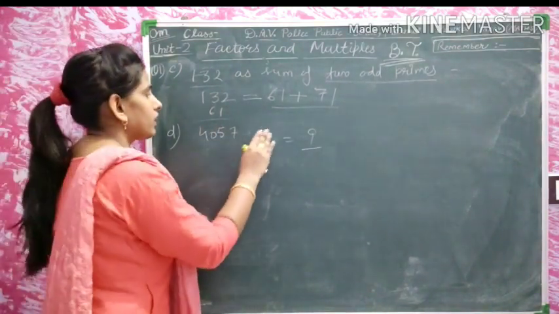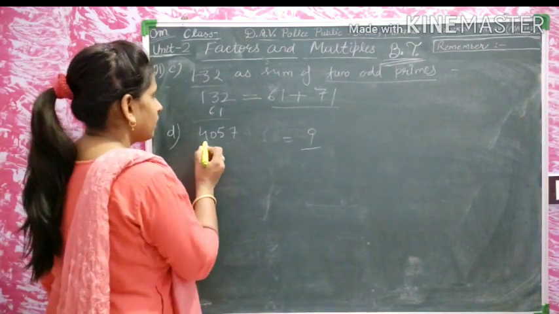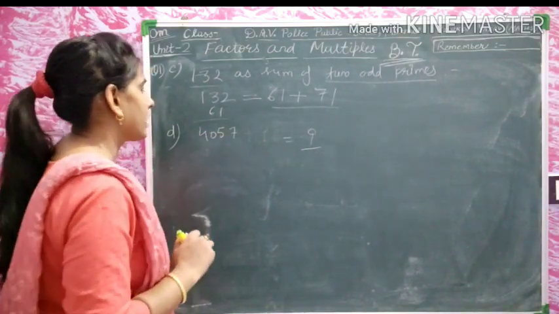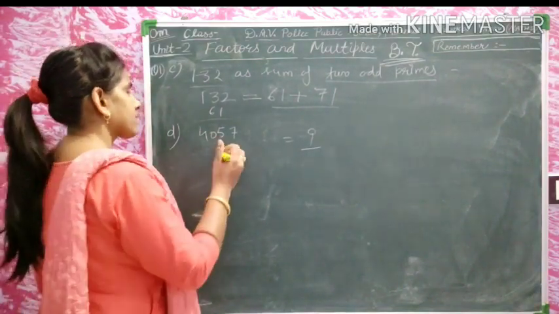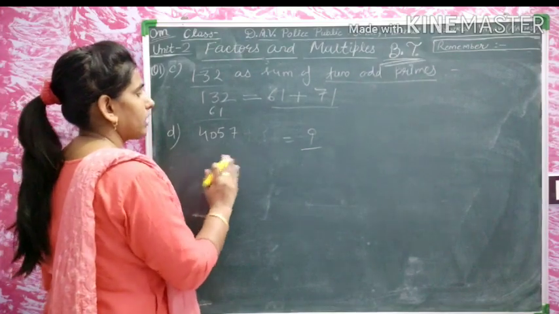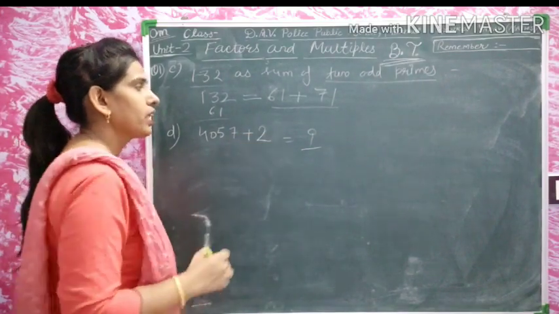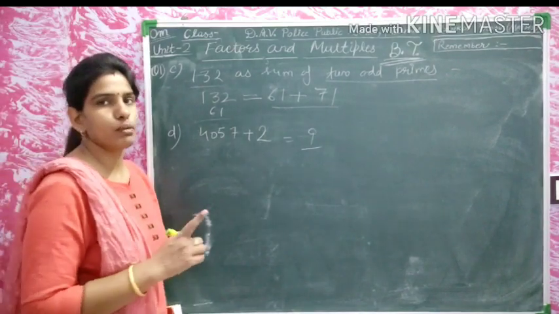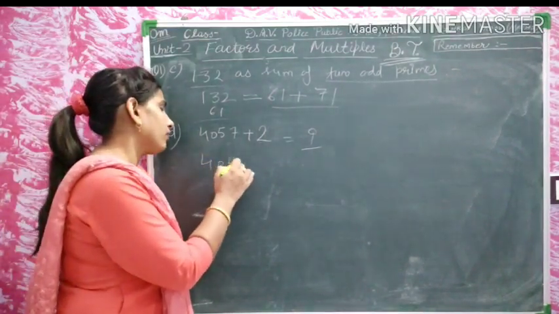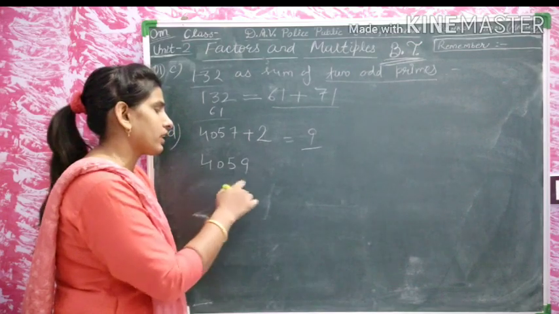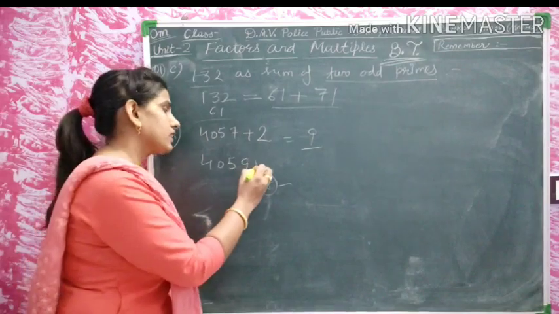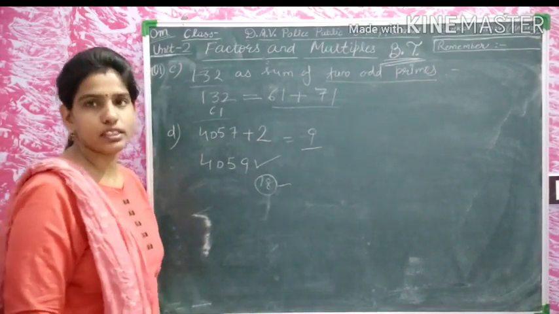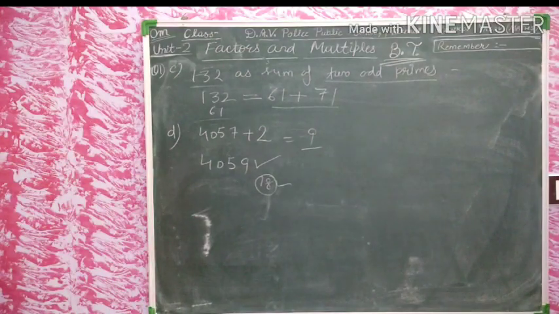So students, the sum here is 4 plus 5, that is 9, and 9 plus 7, 16. The sum is 16, and if we add the number 2, then we will get 4059. What is the sum of this? 4 plus 5, 9, 9 plus 9, that is 18, and 18 is divisible by 9. It means this number is also divisible by 9. Is this clear, students? Next we will take question number E.